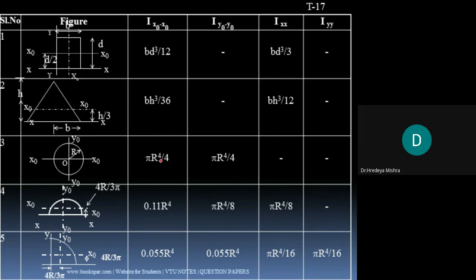Now for the circle, for the semicircle, and for the quarter circle, the values are given for Ixx and Iyy. So this is the formula, and we use this formula to calculate the moment of inertia for a particular problem.